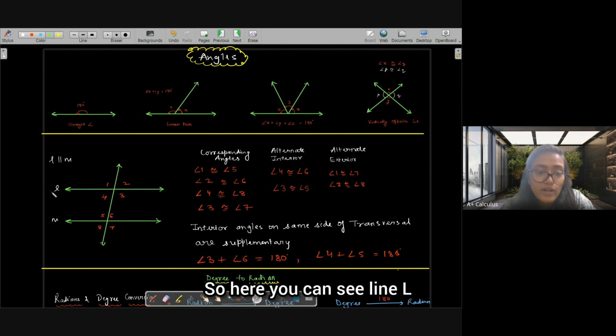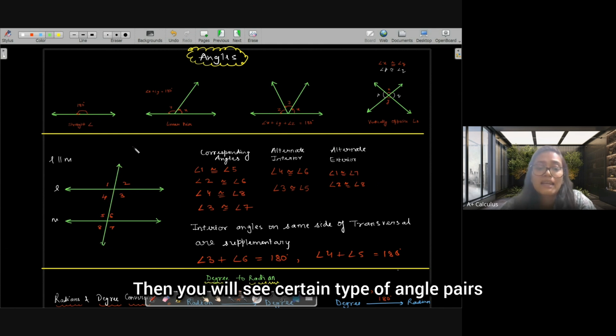Then we have these angle pairs, which you will see when two parallel lines are cut by a transversal. So here you can see line L and N are parallel. It's given that line L and N are parallel, and this line is called a transversal. It is cutting two parallel lines. Then you will see certain types of angle pairs.